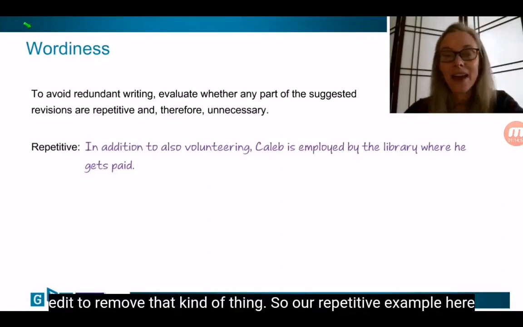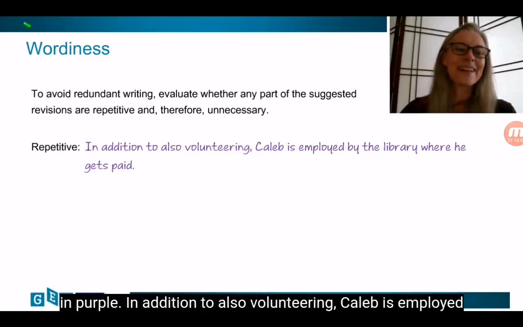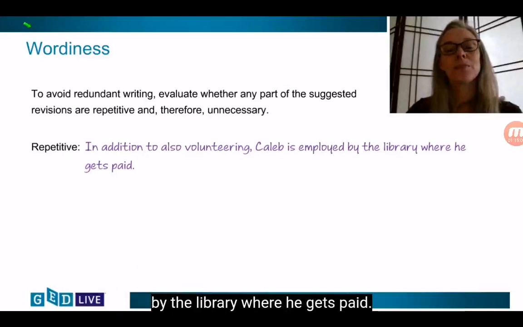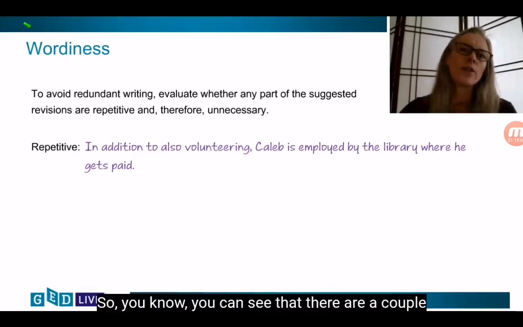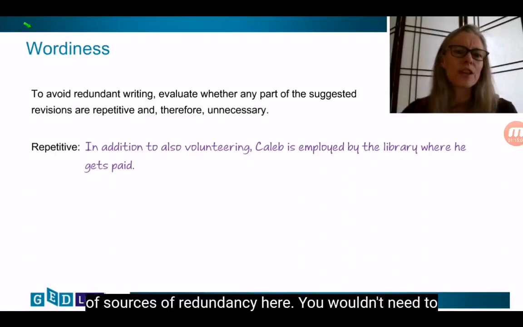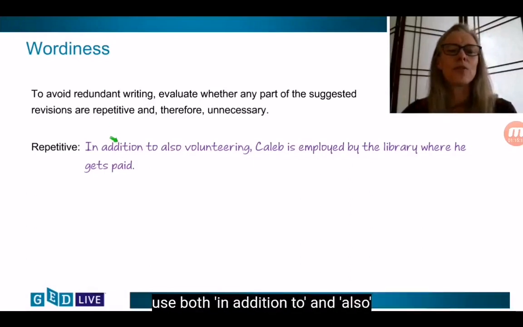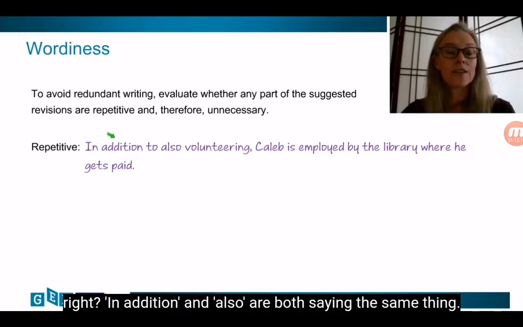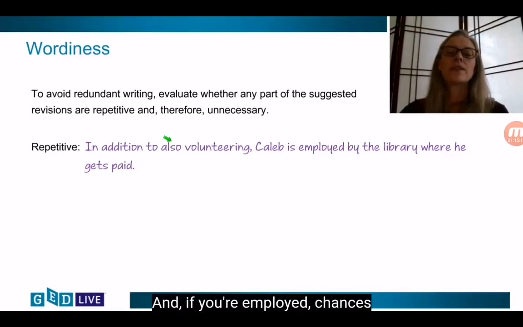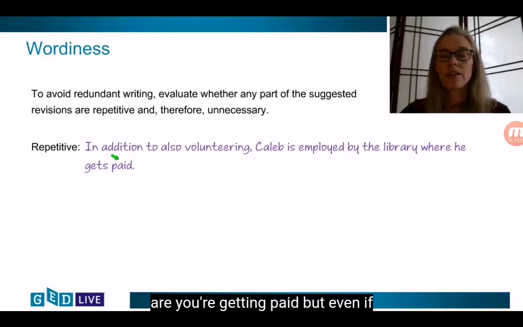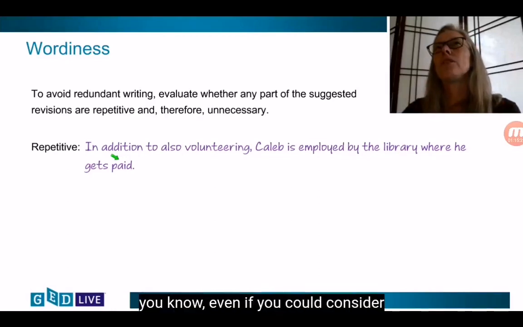So a repetitive example here in purple: In addition to also volunteering, Caleb is employed by the library where he gets paid. So, you can see that there are a couple of sources of redundancy here. You wouldn't need to use both in addition to and also, right? In addition to and also are both saying the same thing. And if you're employed, chances are you're getting paid.